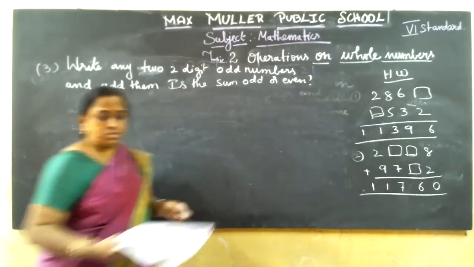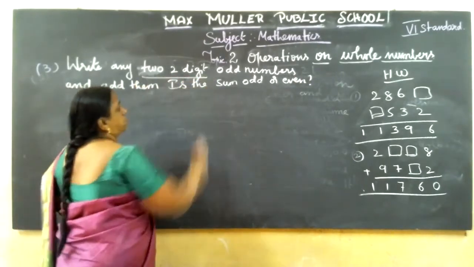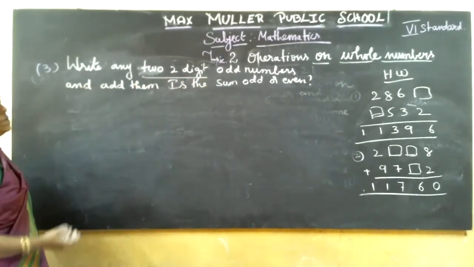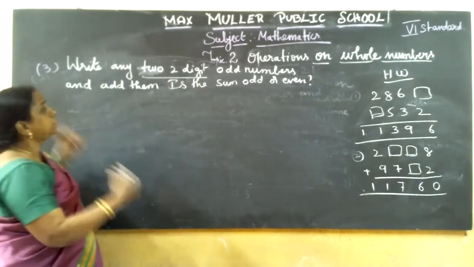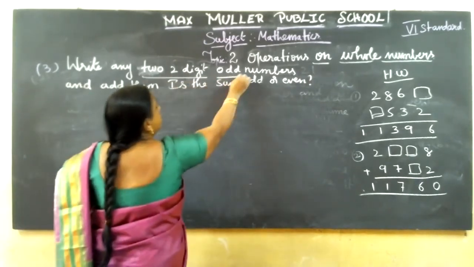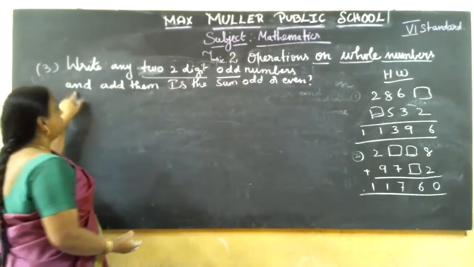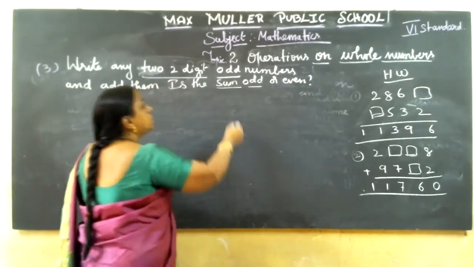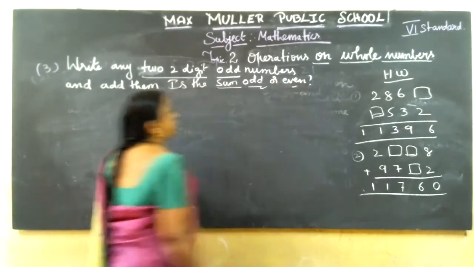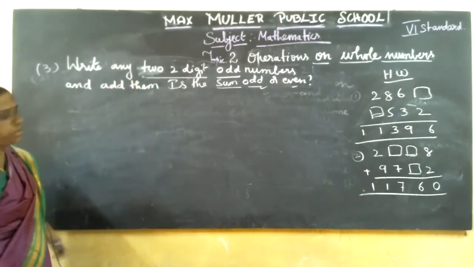What is the question? You should write any two digit number. You should take any two digit number. You know, two digit numbers start from 10 to 99. You can take any two digit odd numbers. You should take odd numbers, which means what? 1, 3, 5, 7 like that. Then add that and see the sum. After adding, you will get an odd number or an even number. So you should take any two odd numbers.